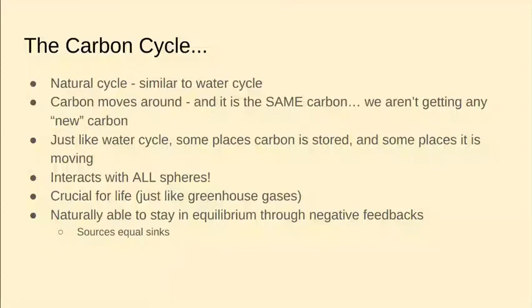So this carbon cycle really starts to wrap up Earth science in that it's interacting with all these different spheres. And just like greenhouse gases are good in moderation, so is carbon. We wouldn't be able to live on the planet without this element called carbon. So it's crucial for life. And then one more important thing is that the carbon cycle is able to keep itself in equilibrium through different negative feedback loops, and the sources will equal the sinks. So we'll get to that in a second.